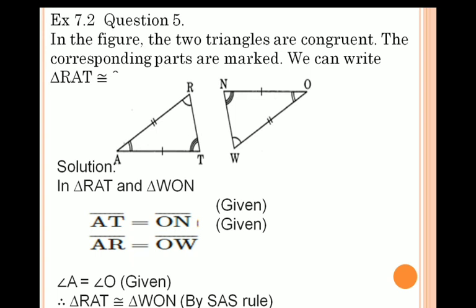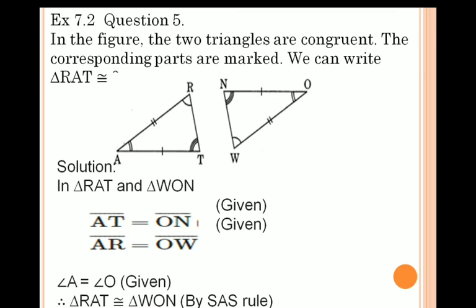Angle A shows the double marking. Here angle O shows the double marking. So A corresponds to O. Likewise angle T shows the triple marking, and angle N also shows the triple marking. So they give us information about 2 sides and 3 angles. We cannot use 3 angles at a time because we have not studied the AAA criterion.